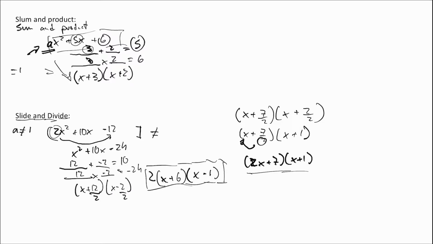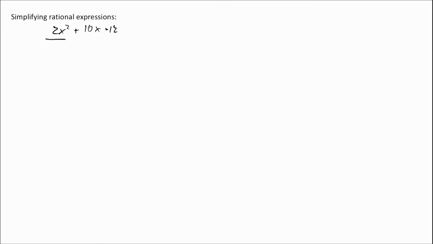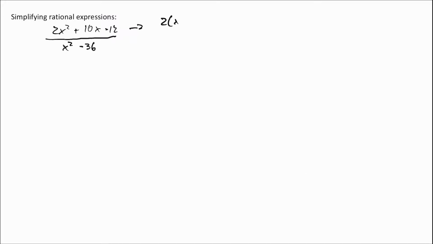Okay, so now let's be simplifying some rational expressions, and then you're going to understand why we were looking at all this factorization. Let's say I have here 2x squared plus 10x minus 12. That is the same example I have used here in slide and divide, exact same example, divided by x squared minus 36. How am I going to simplify this? Well, if I use slide and divide here, as we did before, I know that my answer is 2 times x plus 6, x minus 1. So this is 2 times x plus 6, x minus 1.